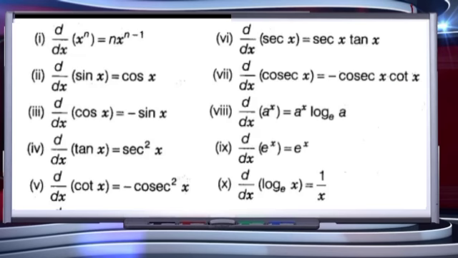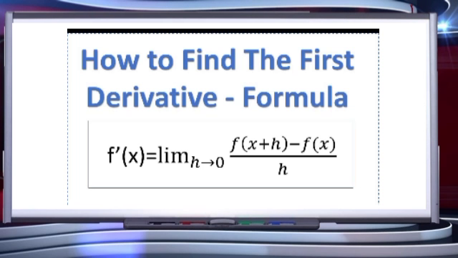Derivative of a raised to power x, that is constant raised to power x, is a raised to power x log a. Next, the derivative of e raised to power x is just e raised to power x. Then derivative of log x is 1 by x. So students, these are very important formulas which will be required to solve the exercise 13.2. Now, how to find the first derivative?